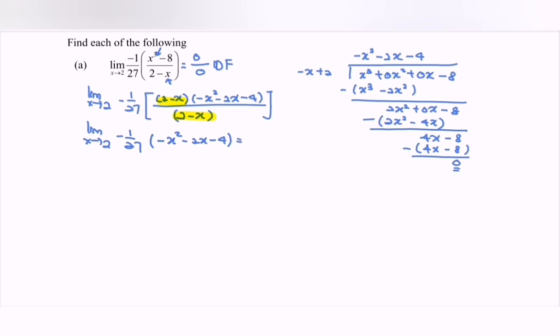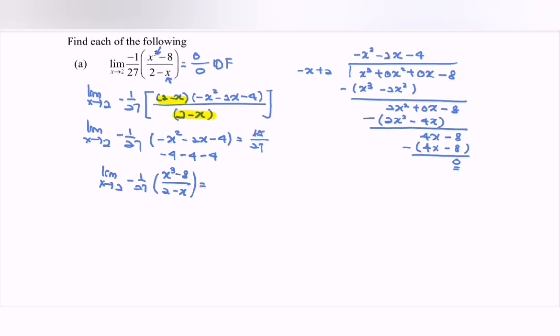So here if we substitute 2, we will have negative 4, and negative 4, and negative 4. So meaning that we will have negative 12. So 12 over 27. Limit when x approaching 2 for the function negative 1 over 27 bracket x to the power of 3 minus 8 over 2 minus x, the value of y will be approaching, divide by 3 and we will have 4, divide by 3 and we will have 9. So the value of y will be approaching 4 over 9.